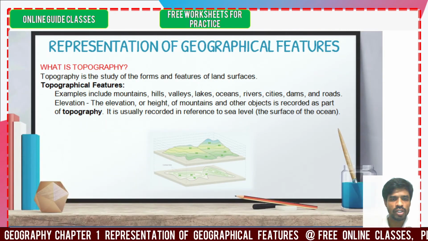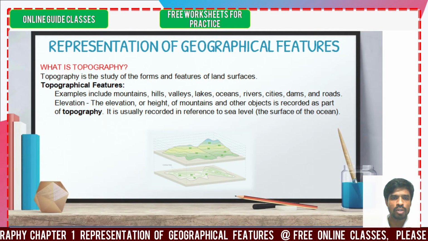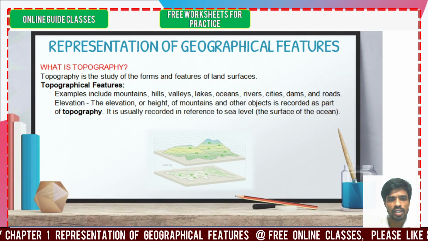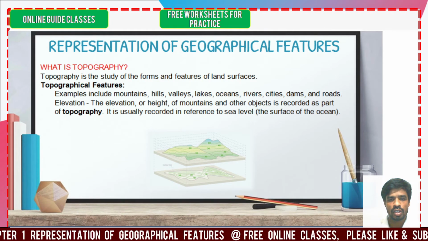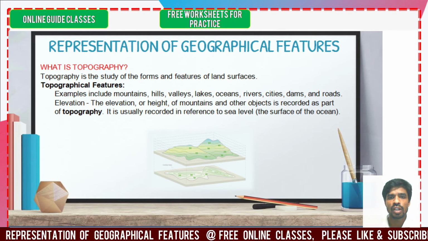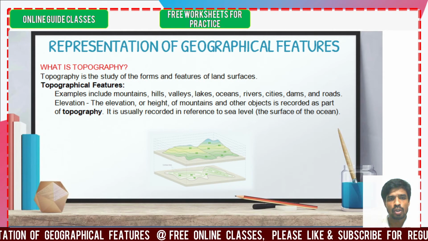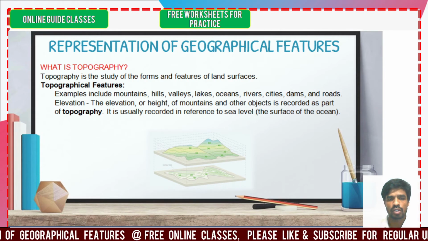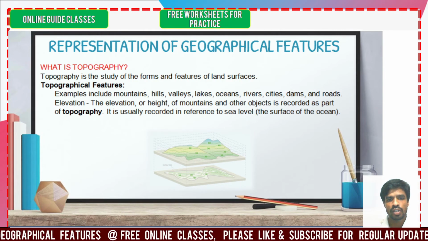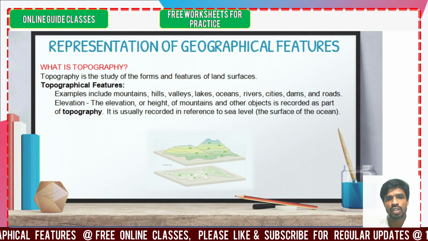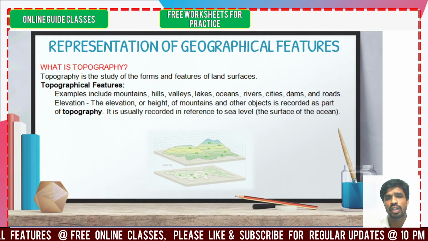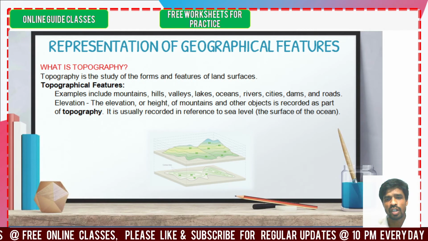Let us all study once again whatever we have discussed. What is topography? Topography is nothing but a study of forms and features, landforms and land features of land surfaces. What are topographical features, by the way? Topographical features include mountains, hills, valleys, lakes, oceans, rivers, cities, dams and roads. These are the topographical features.